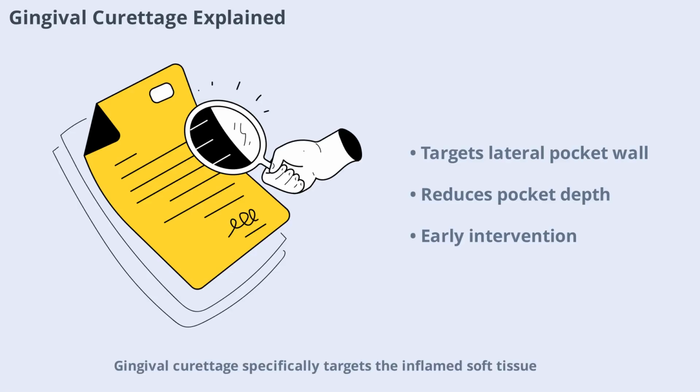Gingival curettage specifically targets the inflamed soft tissue on the lateral side of the periodontal pocket. This method is often used when the inflammation is moderate and localized, making it an effective choice for early intervention. By focusing on the lateral pocket wall, the procedure helps reduce pocket depth and supports the healing of surrounding tissues.